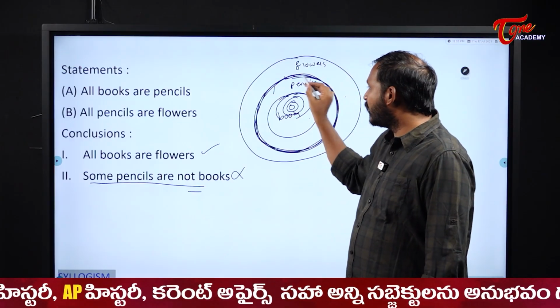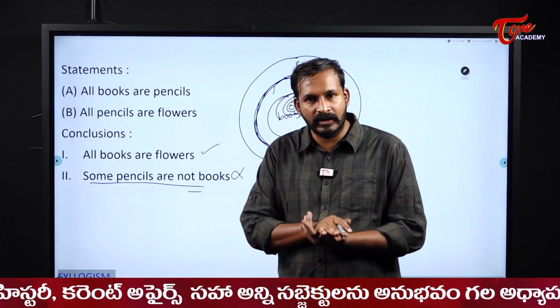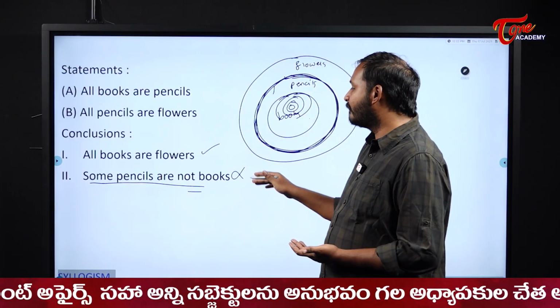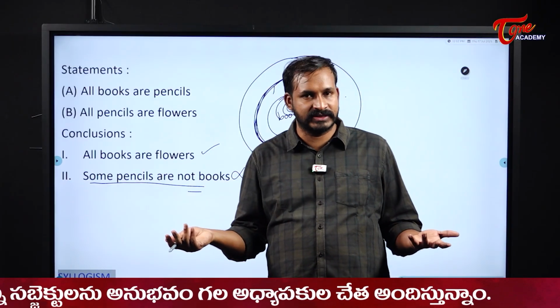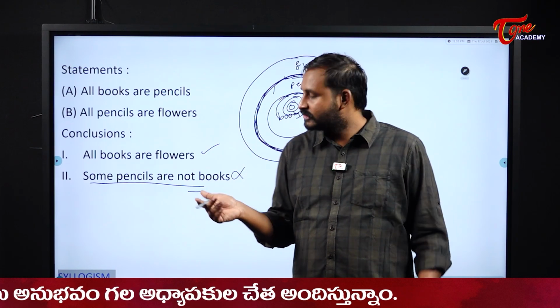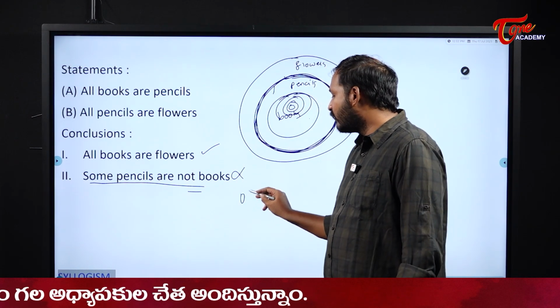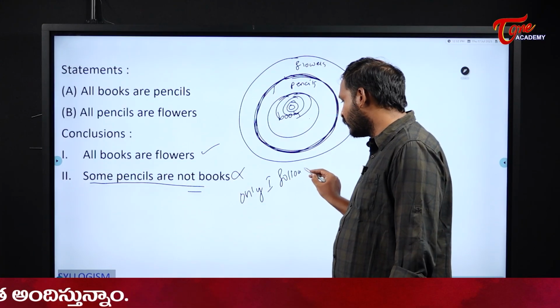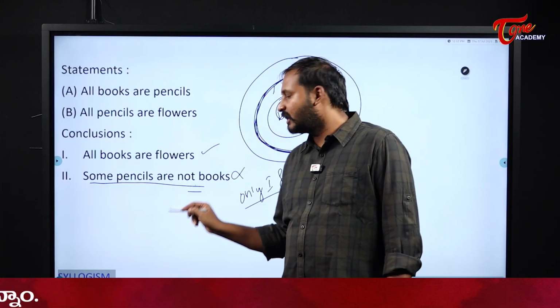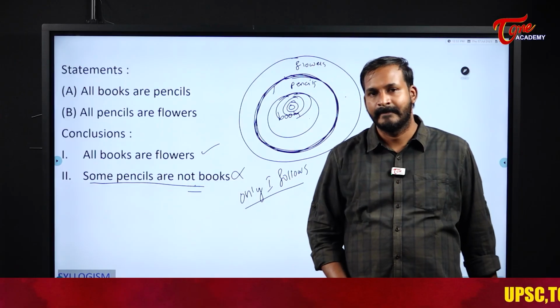But if I overlap with the pencils, what happens? Some pencils are not books, it will become false. Why? Because entire pencils are becoming books, right? There is a chance, right? So then this becomes false. So here our answer will become only one follows. Only one follows. Why? Because this is a negative conclusion. We will make it false.